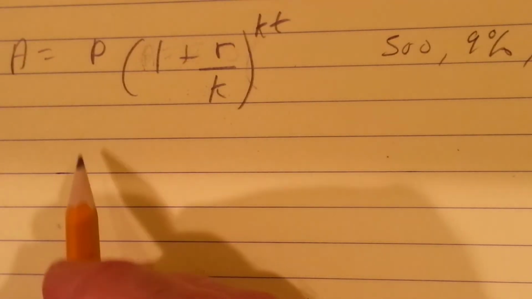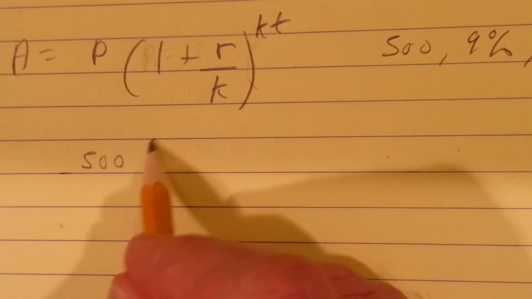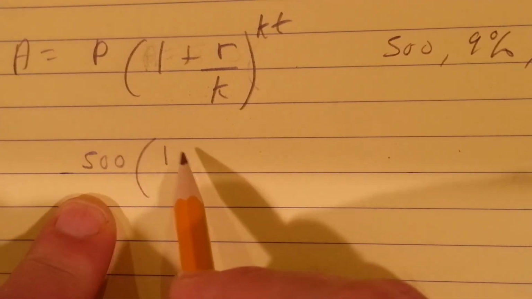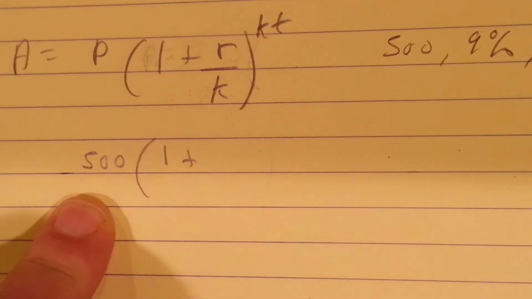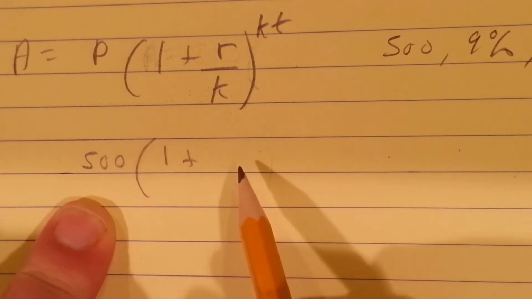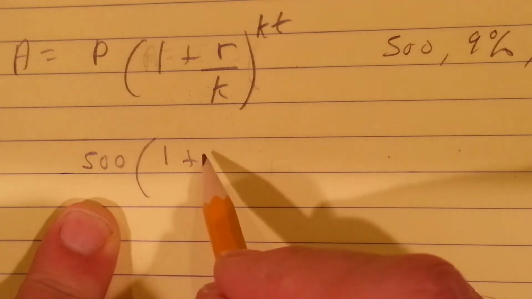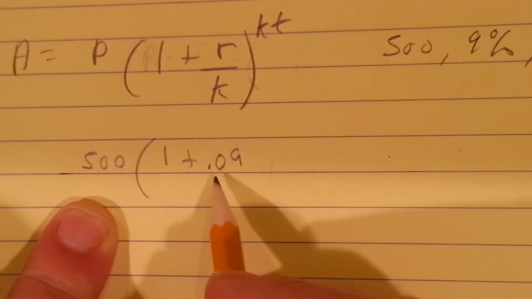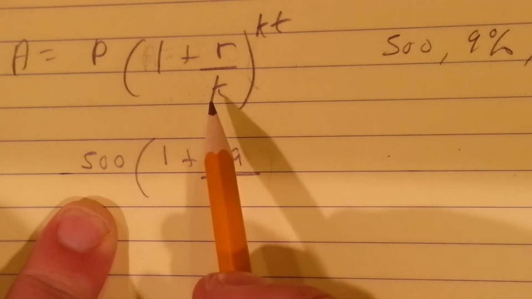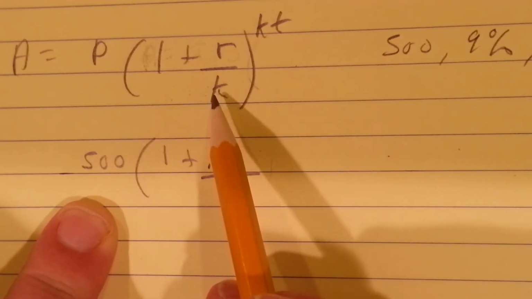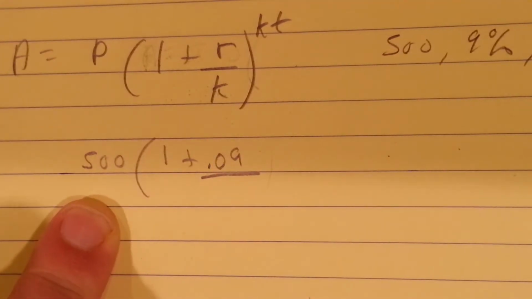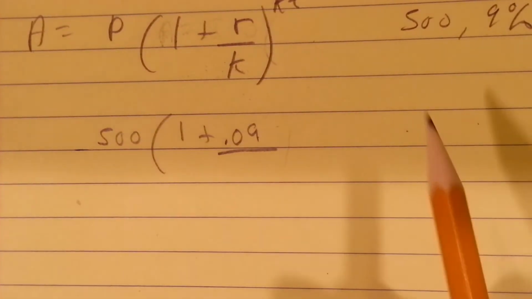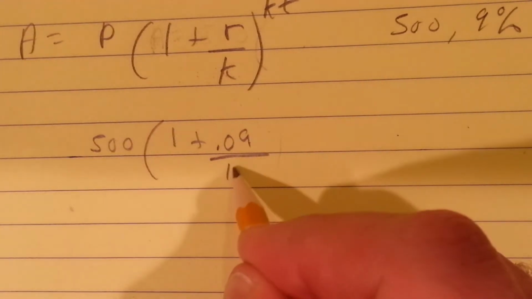So I'm going to put in $500 as my principal times 1, and the 1 means we're going to get the original amount back plus something. This in parentheses is a growth factor. We're going to multiply it times something greater than 1. The rate is 9%, which is 0.09 in decimal form. And then K, or in some formulas n, refers to how often per year, because this 9% is an annual rate. But we're going to compound it monthly. So we divide this by 12.